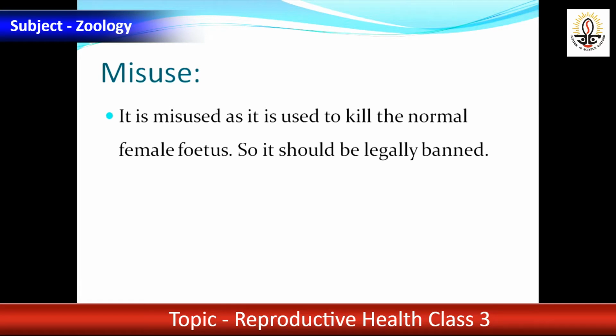But how is it misutilized? It is misused to kill the normal female fetus. It is used to kill the normal female fetus, so it should be legally banned.